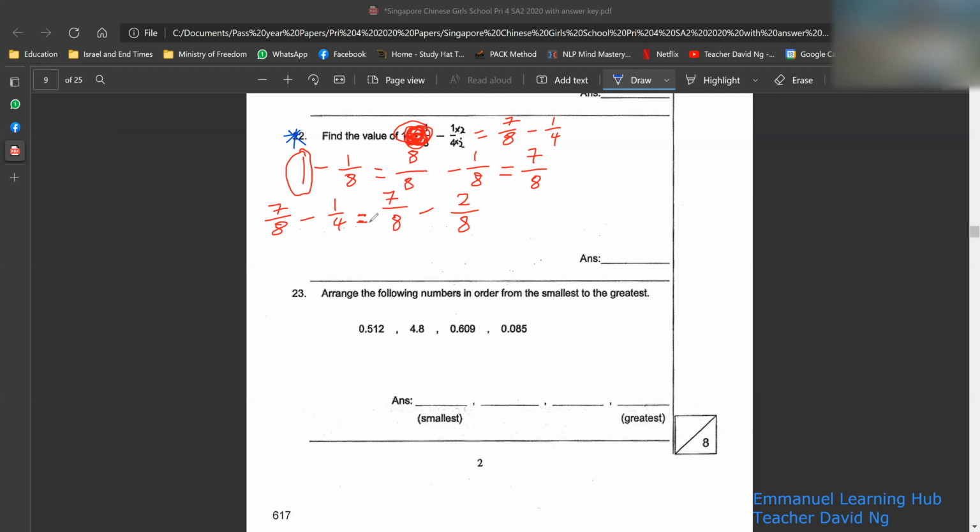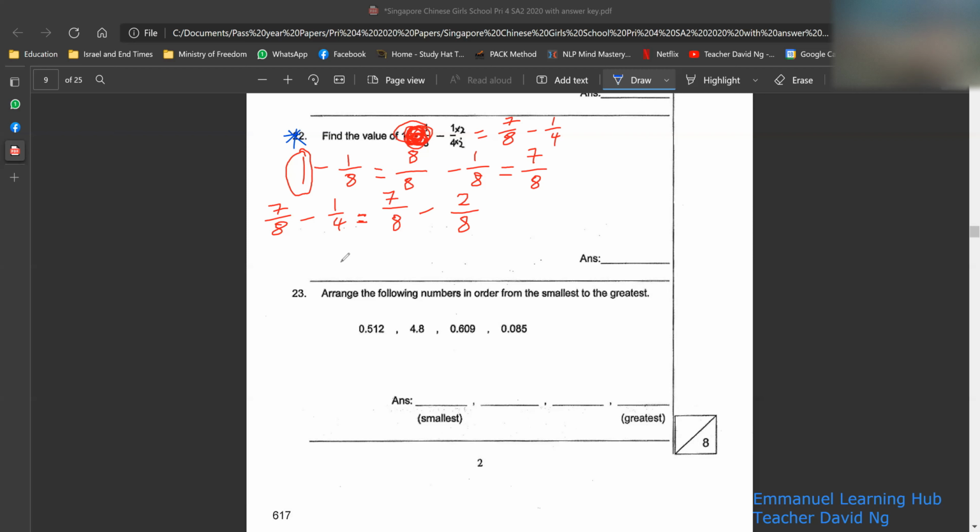4 over 8 is half. Then half divided by 2 equals 2 over 8. Okay, half divided by 2, not half divided by half. Yeah, you get 2 over 8. Okay, I can accept your explanation.